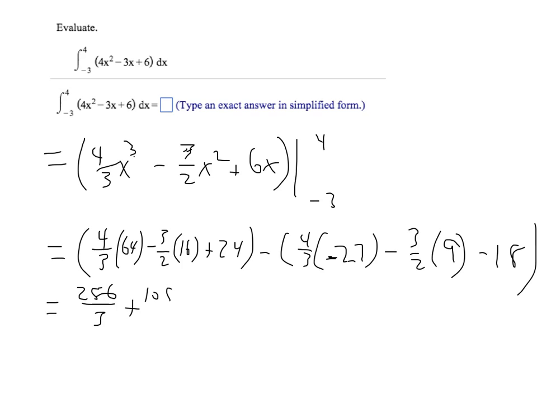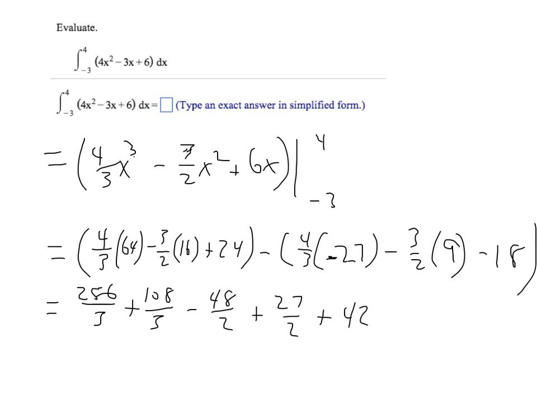Those are the thirds that I have, the thirds from this and the thirds from that combined. Here I have minus 3/2 of 16, so that's -48/2. And here I have negative 27/2, but that's minus, so that'll be +27/2. So I'll have -48/2 plus 27/2. You could do this as you go. I don't have a calculator in front of me. And then finally, the 24 minus -18. So that's 24 plus 18, which is 42.